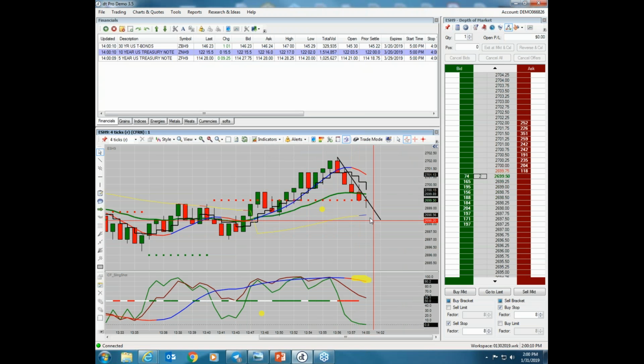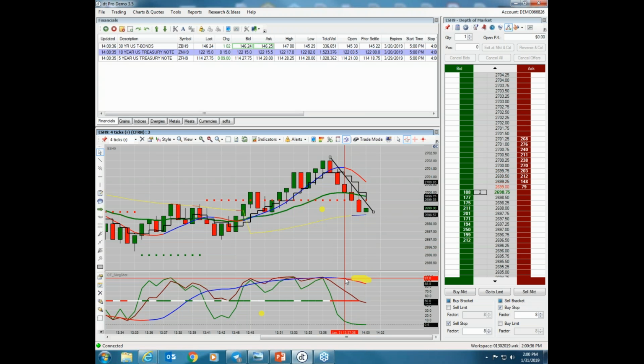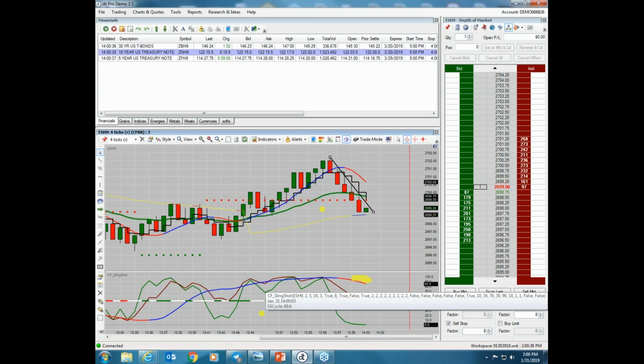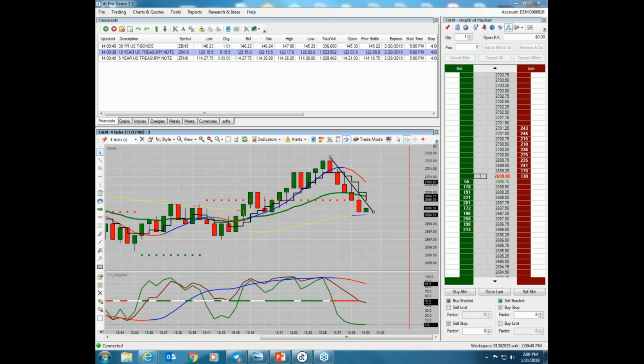We still need a close on the other side of the trend line here. One sec. The trend line now should look like this. We need a close above the trend line. Why? Because the cycle is red. Is this good for us if we want to get long? No. All right. The third disqualifier just hit us in the face.